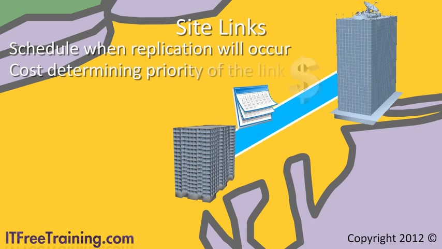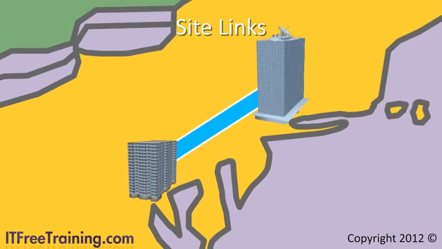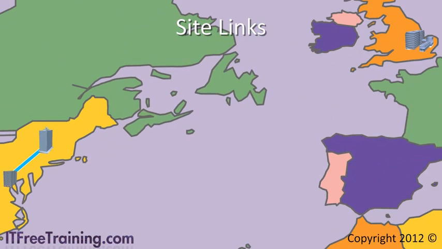The next setting allows a cost to be configured for that site link. The cost is a numerical value that is applied to a site link, telling Active Directory what priority these links should be used. To better understand how costs work, let's now consider what happens when the London office is added to the network. The London office is connected to the New York office by a direct link.